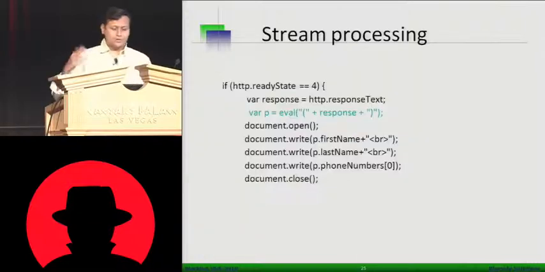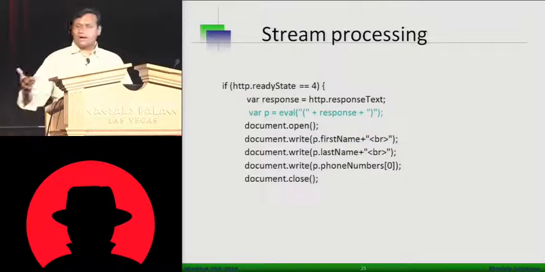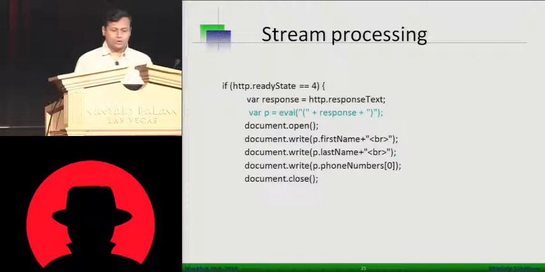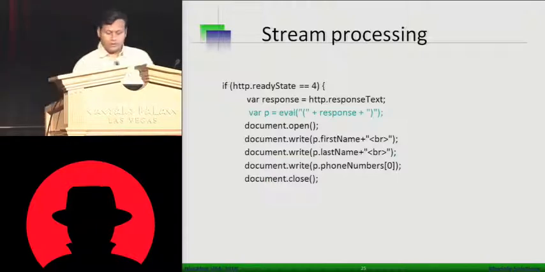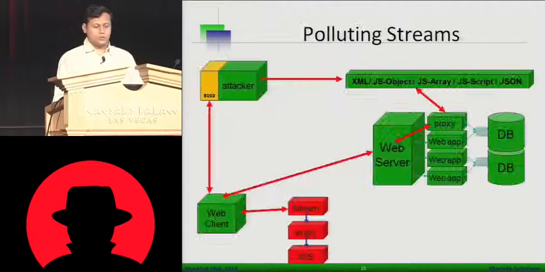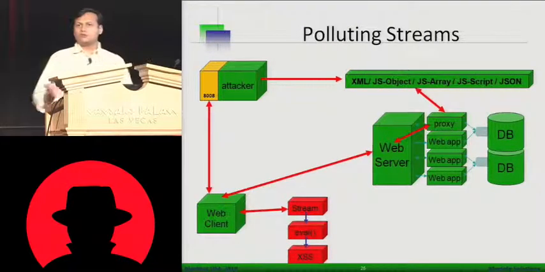So for example, once the HTTP ready state callback goes to 4, you say, okay, var p equal to eval of the response, and then you do document.write. Now in this particular response, if you have a live script there, then that particular script is going to get executed on the DOM. So this is how DOM-based cross-site scripting will work. So you can pollute these different streams.